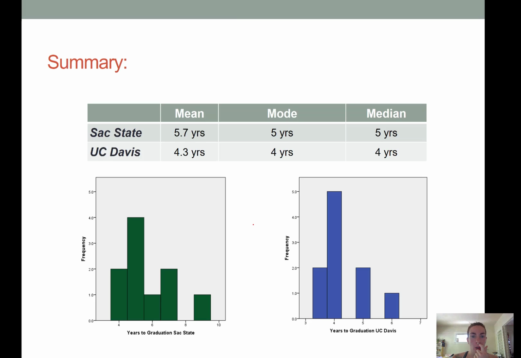Okay, so let's just summarize. We've calculated the mean time to graduation, the mode time to graduation, and the median time to graduation for Sac State and UC Davis students. And then I also put some histograms on the screen for you to look at and to get comfortable looking at. So you see that the years to graduation at Sac State on average was a bit higher than the mean time to graduation at UC Davis, and also the modes and the medians are a little bit higher for Sac State students.